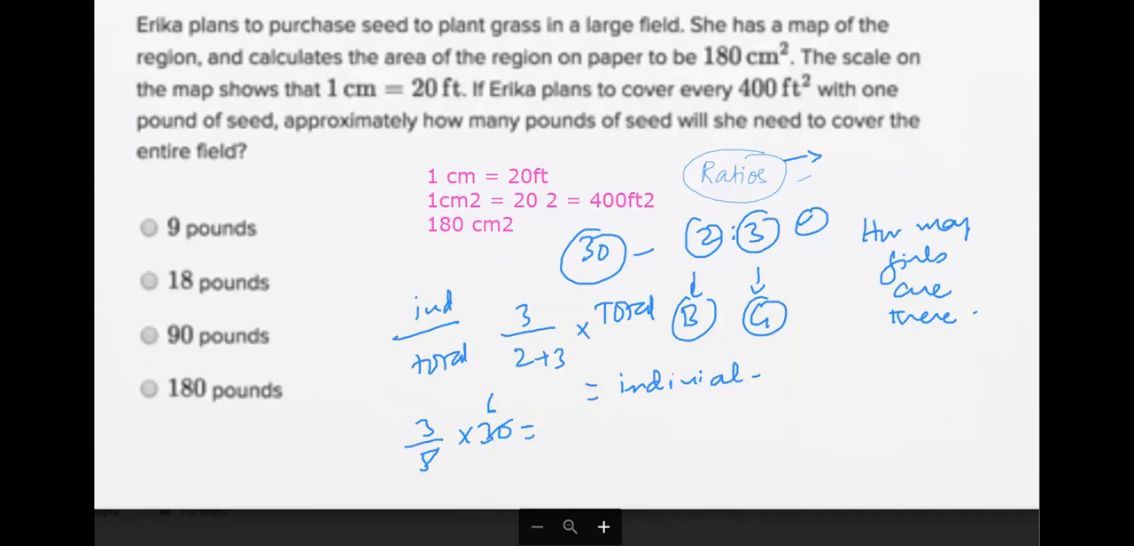Is this part clear? Yes. So 18 is the number of girls. Similarly, if you want to know the number of boys, either you can subtract it from 30 or you can just do it from the ratio, you would get the same answer. Correct? Okay, next thing.